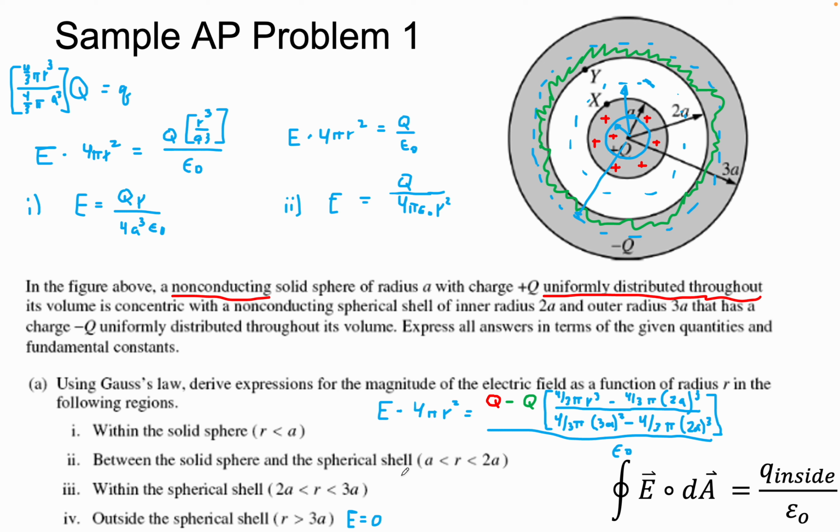What's the electric field then in between here? It's going to be equal to, and I'll factor out the Q times 1 minus r cubed minus 8a cubed. That's the numerator. And then the bottom denominator, we have 3 cubed, which would be 27 minus 8, which would be 19a cubed.